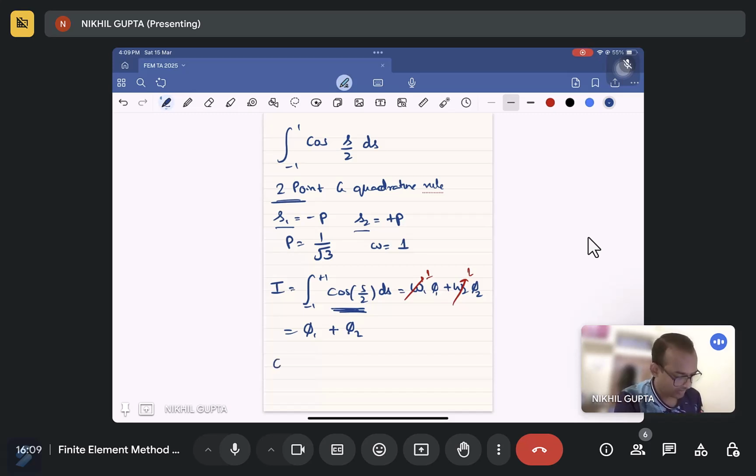Now let's find phi 1. So phi 1 will be cos of s by 2 at s equal to s1. Don't get confused with phi 1 as shape functions. Now when you start doing the integration, this means that you have solved all the FEM problems, and you are just getting the results. So cos of s by 2 at s equal to s1, where s1 means minus 1 by root 3. You will get some value, but let's not touch that right now.